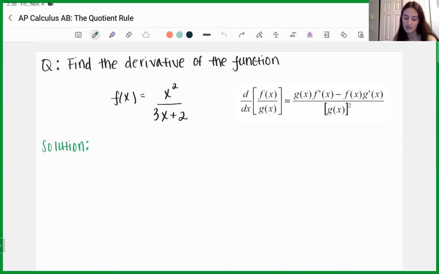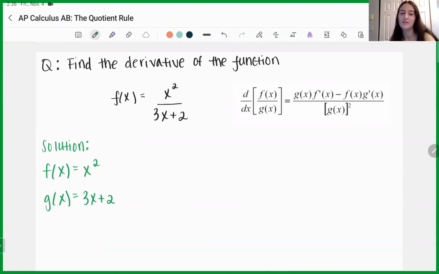So the first thing you want to do is just write out what's your f and what's your g. So f of x, remember, is just the function that's on the top. So in this problem, the function that's on the top is just the numerator, that's the x squared part. And then next you want to write your g of x. So your g of x is just whatever is on the bottom. So in this case, the 3x plus 2 is what's on the bottom. So we'll put that in.